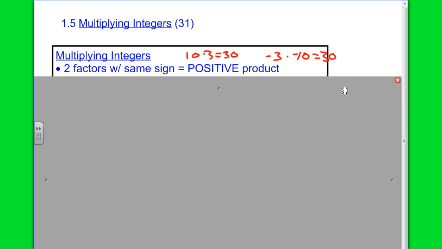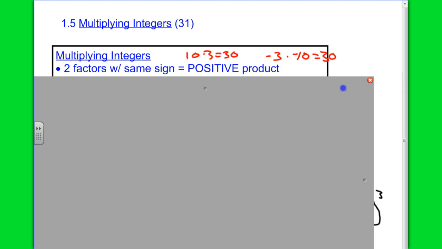So is that true if I have three negatives? Yes. Would I have a positive product still? Yes. No. Let's try it. Let me just make a clean sheet for a second. And let's just use 1 because it's such an easy factor. Negative 1 times negative 1 equals what? One. It equals a positive 1, right?